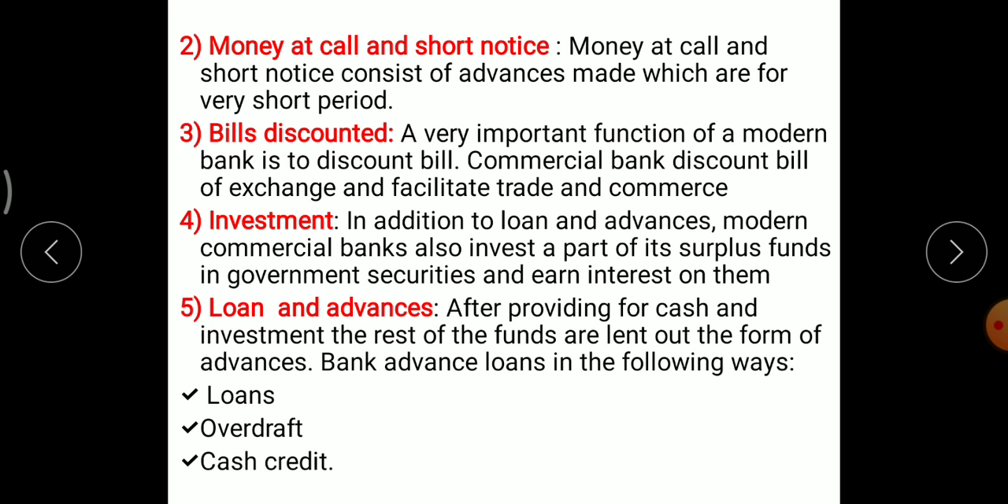In addition to loans and advances, a modern commercial bank also invests a part of its surplus funds in government securities and earns interest on them. In some countries, commercial banks are required under the statute to invest a portion of funds in government and other approved securities.